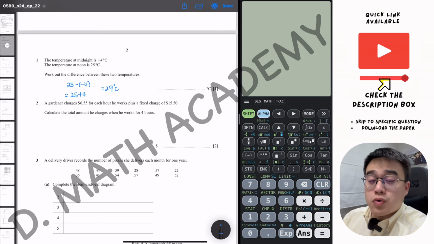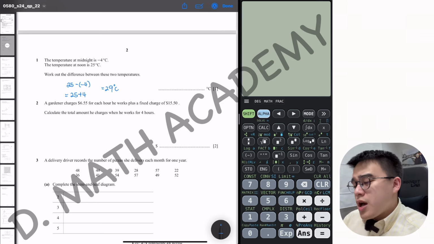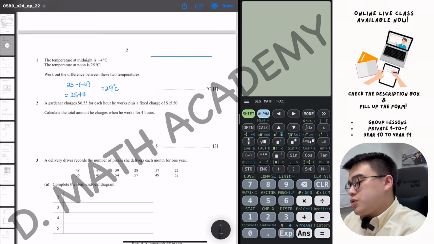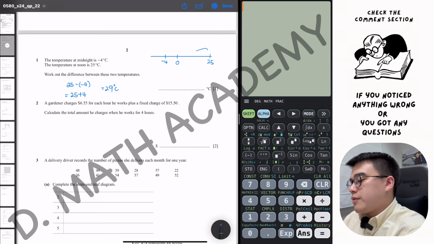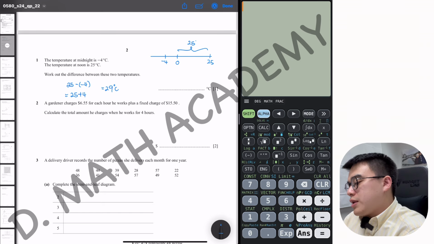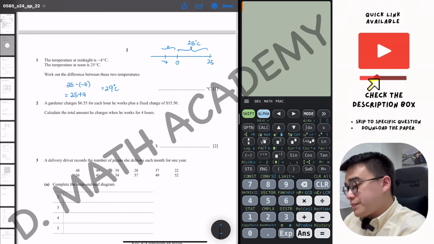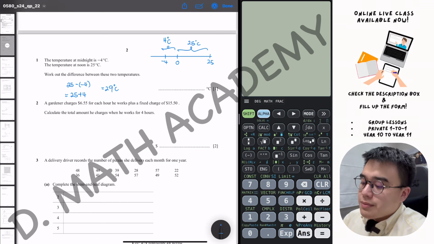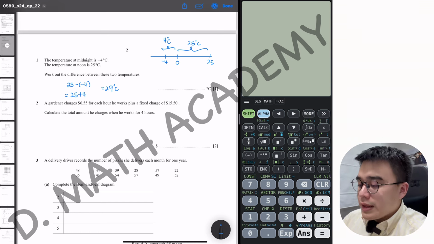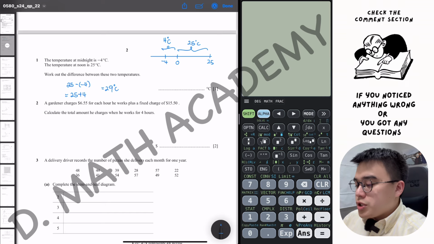For some students who don't quite understand how this works, you can look at it as a number line where you have -4 to 0 and then you have 25 degrees here. So clearly it has a 25 degree gap, and between this part there's a 4 Celsius gap. So when you total it up, it will also be 29. Okay, moving on to question 2.